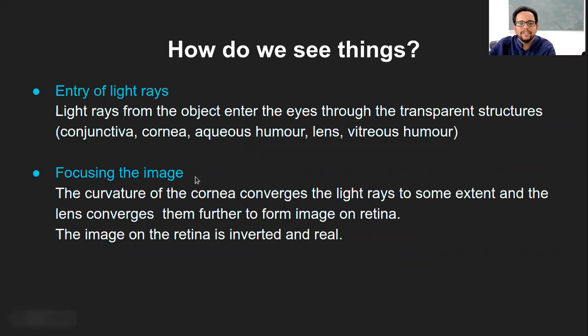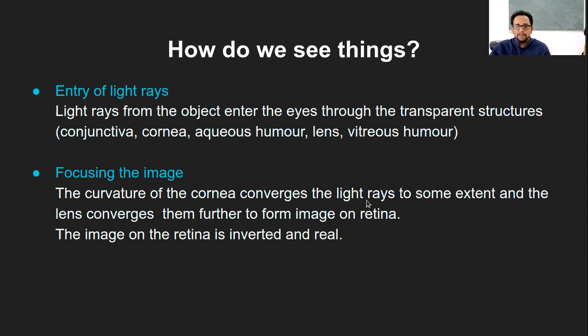The second stage is focusing the image. In this case, specifically the curvature of the cornea will converge the light rays. The cornea itself is transparent, and being the outside structure, outside the lens, it will converge the light rays a bit, and then the lens will be the second one, which will further converge the light to make the focal point on the retina. So that's a brief about focusing the image.